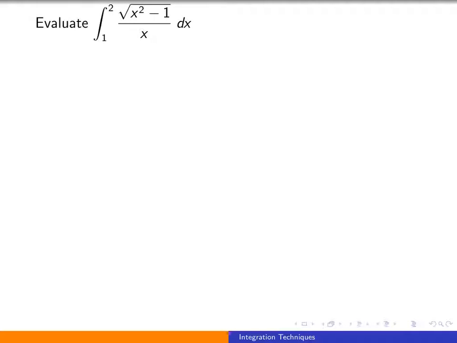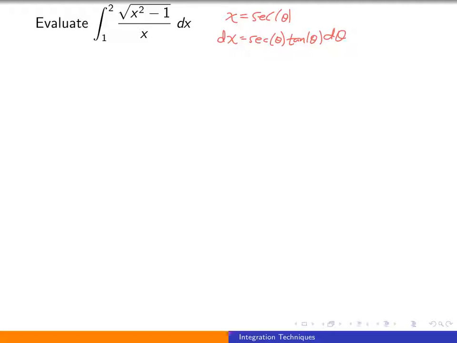Because it's of the form x squared minus a squared with a equals 1, we're going to use the substitution x equals secant of theta, so that dx is equal to secant theta tangent theta. Also keep in mind, because it is a definite integral, we have to switch around our limits of integration.